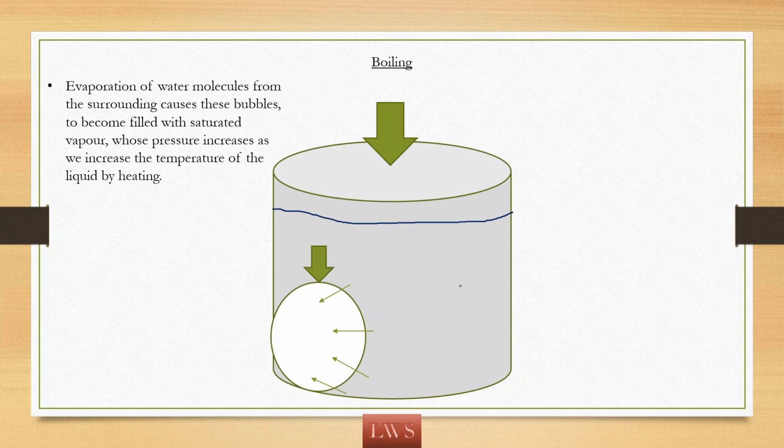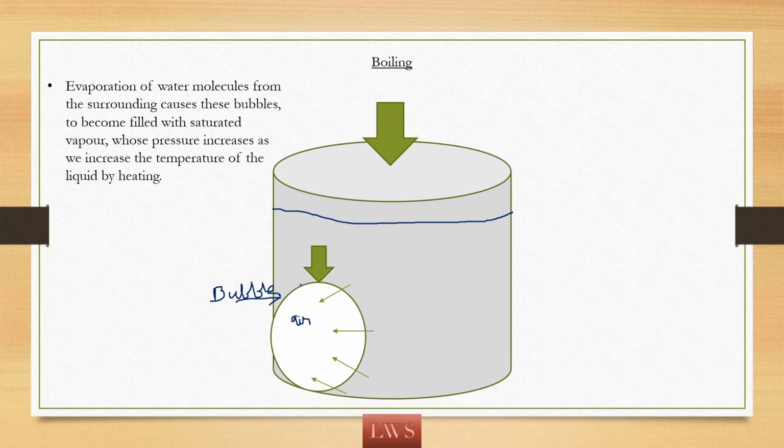As we are heating, the temperature is increasing, the solubility of the gases decreases, and it is coming out in the form of bubbles, right? So, let us consider this circle is a bubble. Bubble means it is a gas, right? So it is all air inside the bubble.